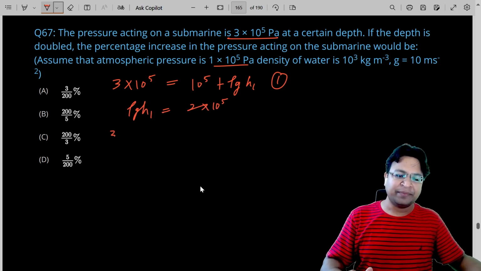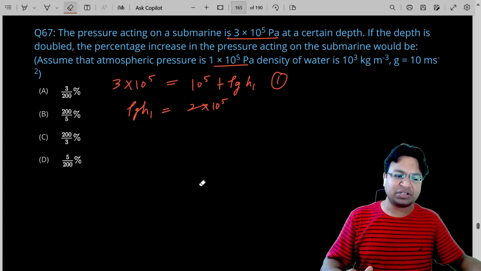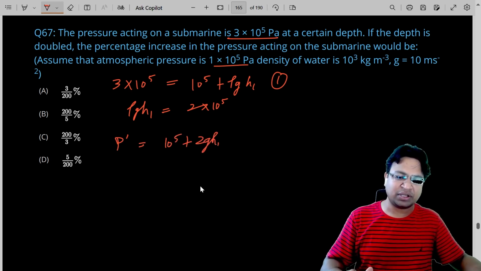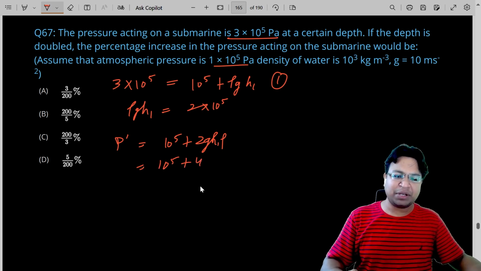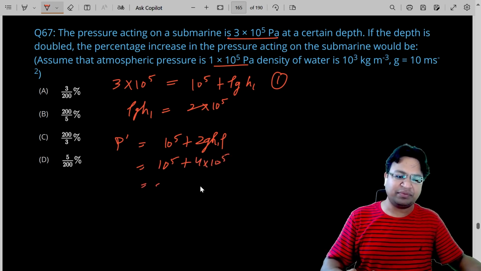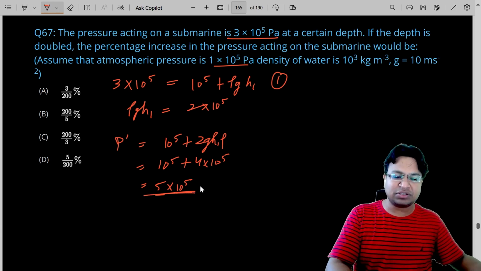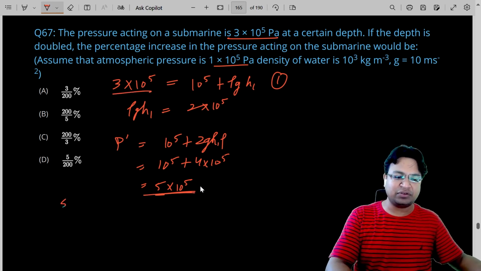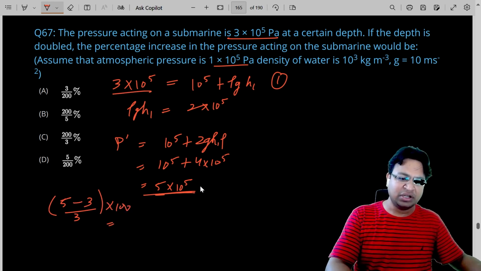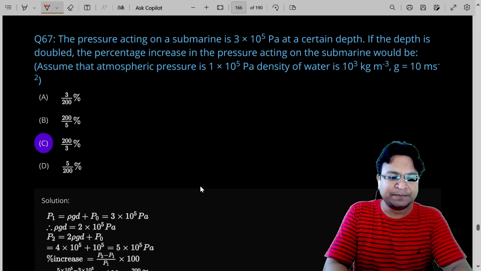In the second case, the new pressure, let it be P prime, would be the atmospheric pressure plus 2 times rho g h1. So it will become 10 raised to power 5 plus 4 into 10 raised to power 5. So it will become 5 into 10 raised to power 5. Now, if you ask me how much is the percentage increase, this value minus the previous value divided by the previous value. So 5 minus 3 upon 3 into 100 is the answer. So this will become 200 by 3 percent. So option C would be the right answer.